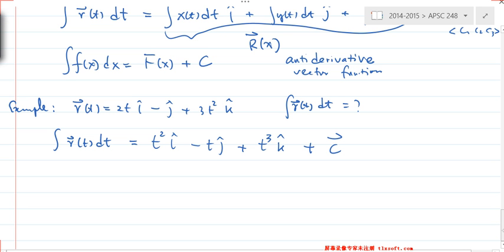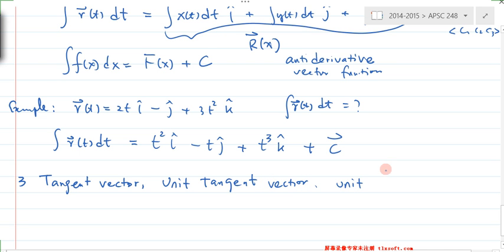Okay, so now here comes the more general or interesting stuff. Let's look at a couple of concepts related to this derivative in particular. We're looking at the tangent vector, the unit tangent vector, and also the unit normal, and the binormal.